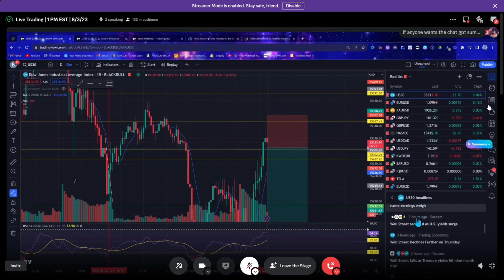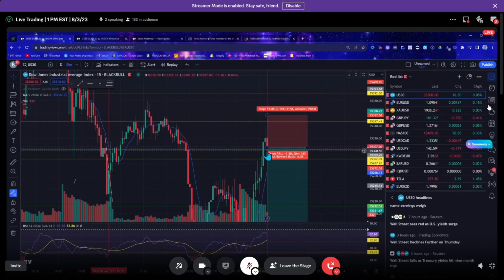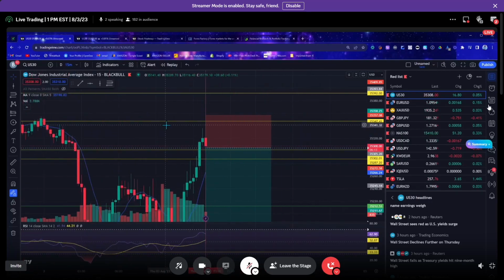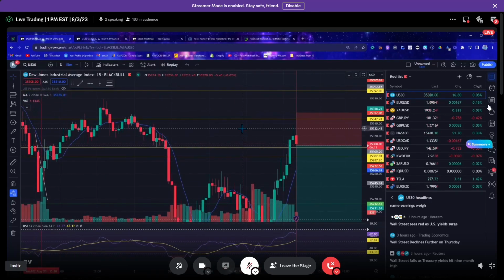On the fundamental side, I use news. On the technical side, I used my 15-minute areas of interest, or support and resistance areas, to find my entry, which is right above this area right here. And yeah, that's pretty much it. And we're about to hit entry any minute now.